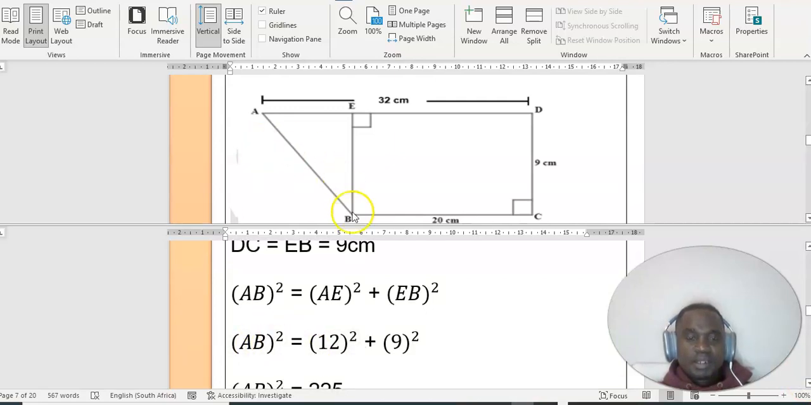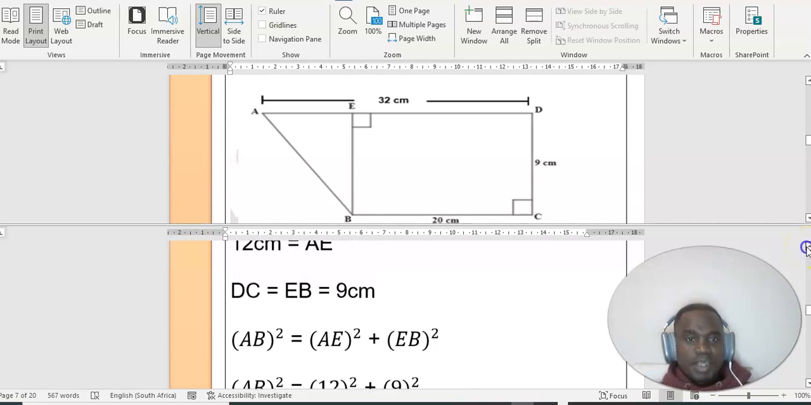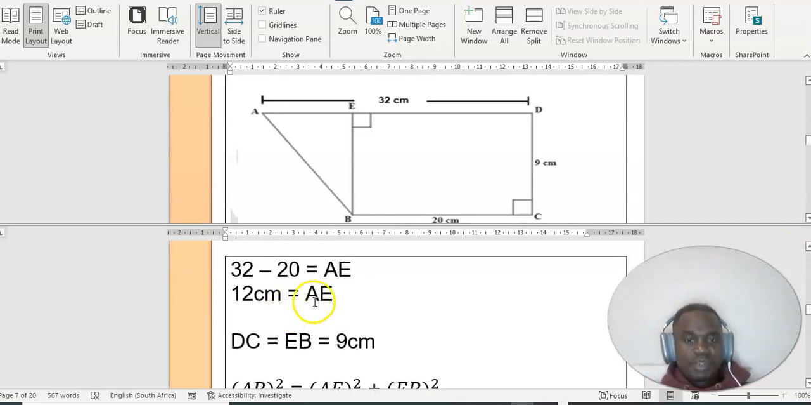AB squared should be equal to 12 because we know AE is equal to 12. How did you get that? I'm going to show you. AE is equal to 12. We found it here when we subtracted 20 from 32, because the whole of this is 32 and this side is 20, so we subtract 20 from 32, which gives us 12.